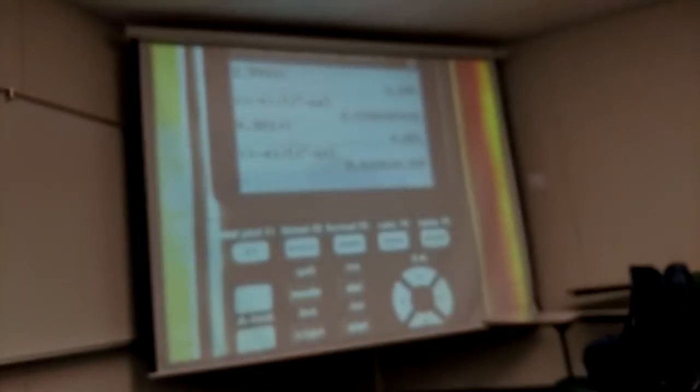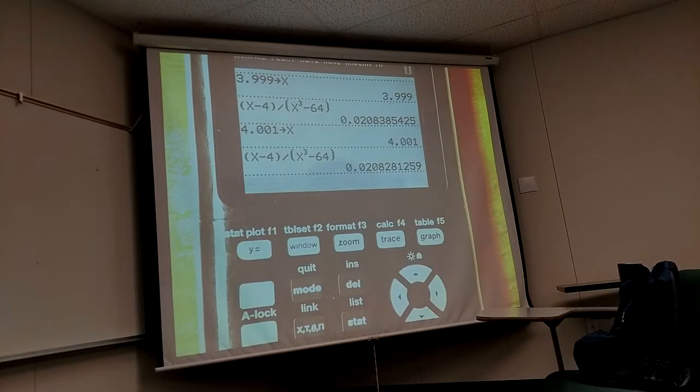When am I not allowed to divide these? When x is 4. Is x ever 4? What's the main idea of a limit? You never get to this number. That's why I'm allowed to do that. Now I can just plug a 4 in. Do you guys get the feel for this?